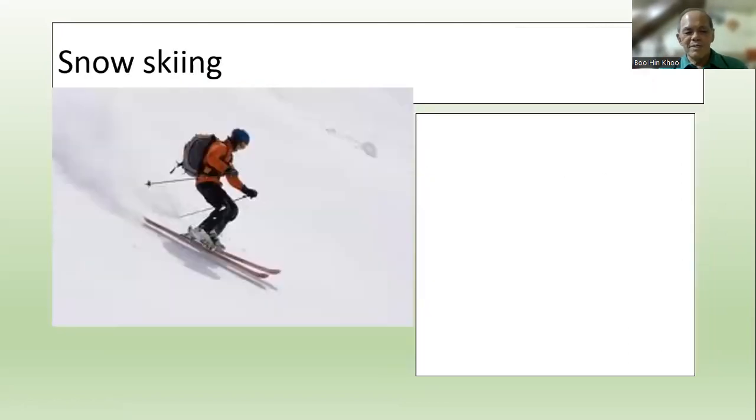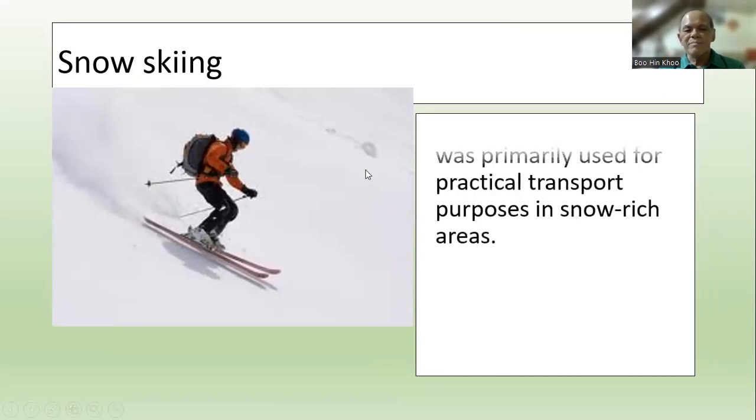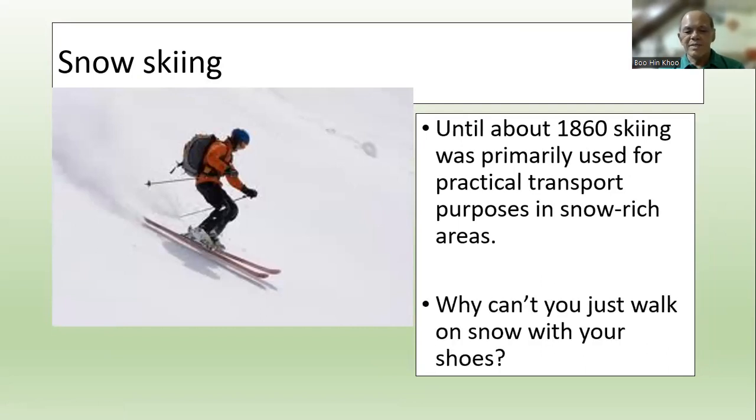We do apply all these concepts of physics. That's why we have snow skiing. Until about 1860, skiing was primarily used for practical transport purposes in snow-rich areas. Why can't you just walk on snow? You will sink down. By using a ski, your weight is spread over a bigger area. That's why you won't sink down.